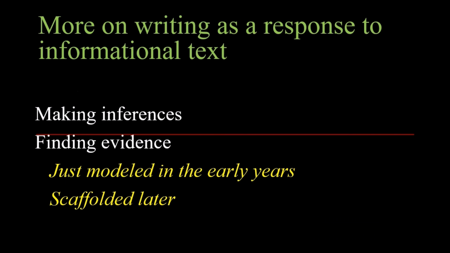So we're looking at scaffolding. You're modeling this in the early years, and later on, they'll be able to do these things on their own, making inferences. You can teach how to make an inference in the early years with very simple stories, finding evidence in a story. Why do you think that? What's your evidence? Why do you think that character was motivated to do such and such? What are you using as evidence? And just talking about it, pointing it out, so that later on those terms are not a foreign language to them.